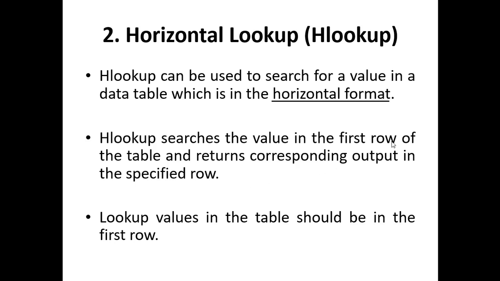The HLookup searches the values in the first row of the table and returns the corresponding output from the specified row. So in the case of HLookup, it refers to the first-most row. When you take a data set which is horizontally arranged, by referring to the first row it gives you the corresponding values in the other rows. We may take the example we took earlier, and then it would be clearer. The lookup value in the table should be in the first row. Like in the case of Vlookup, where the lookup value was in the leftmost column, here the lookup value or input value should be in the first row. We'll be looking at that in the example.